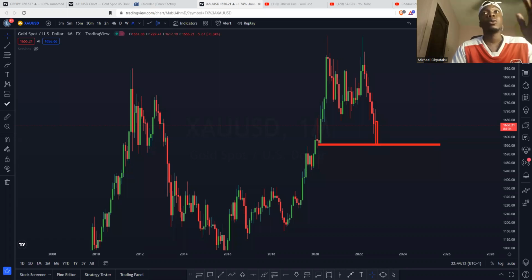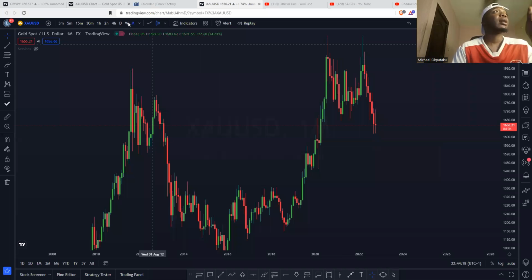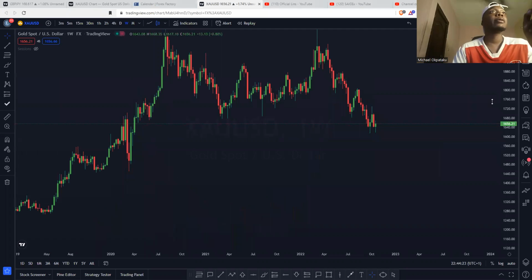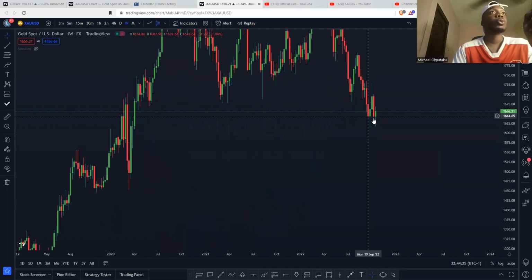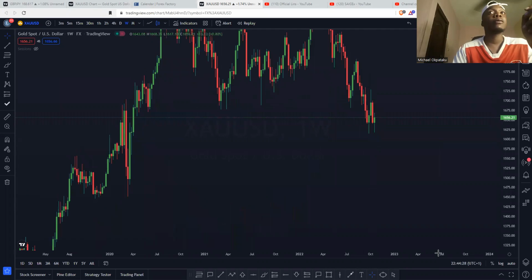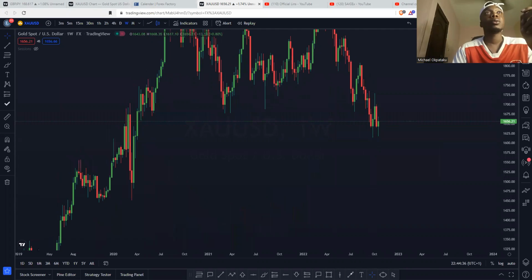Without that, let's go to our weekly time frame and see how the weekly ended last week. The weekly ended bullish, but it's at a level of resistance. Price ended the week bullish, retesting this support level. Sorry, my bad, support. It looks like a double bottom formation.